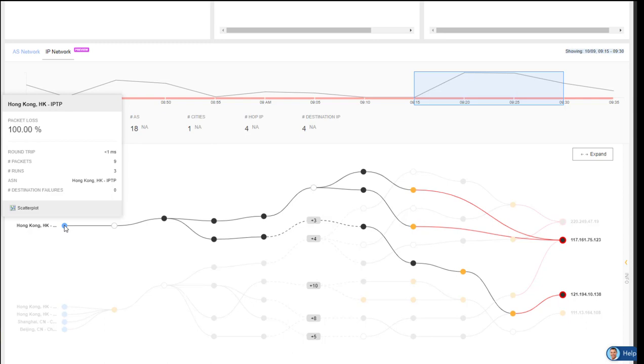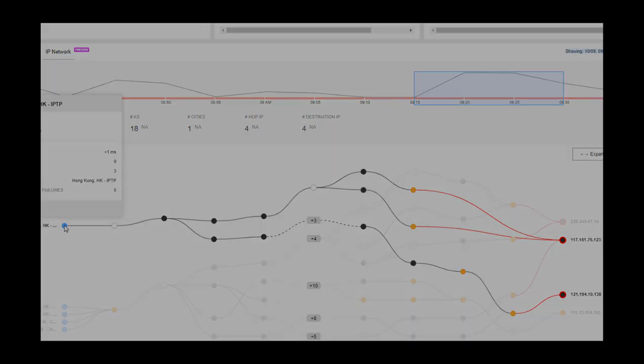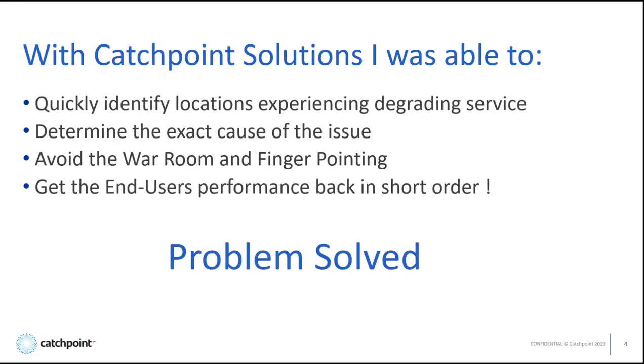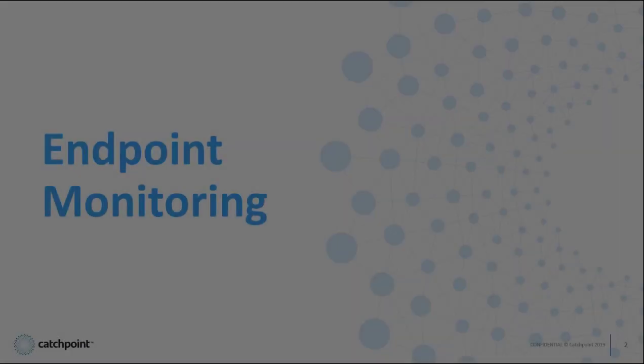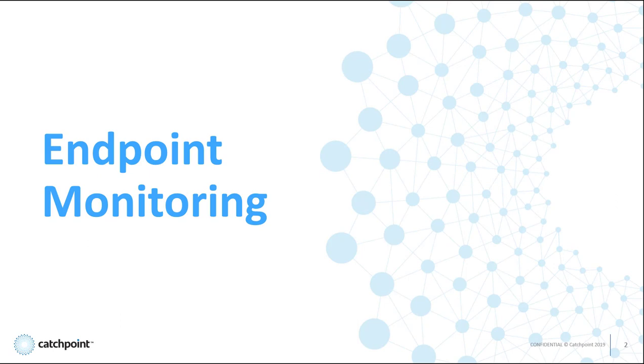So thanks to Catchpoint SmartBoard and its Traceroute capabilities, I was able to identify which providers in China are causing the issues and resolve these issues quickly, restoring a positive end user experience. With Catchpoint Solutions, I was able to quickly identify locations experiencing degrading service, determine the exact cause of the issues, avoid the war room and any finger pointing, and get end users' performance back in short order. Problem solved. And to finish up with endpoint monitoring.